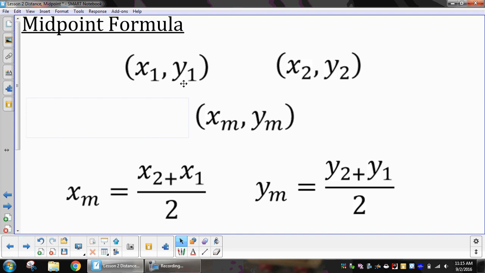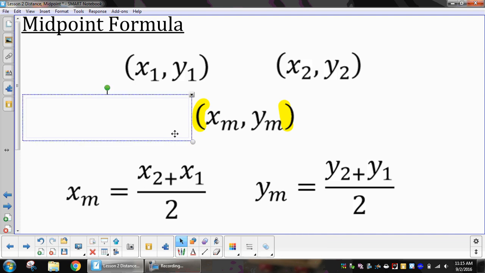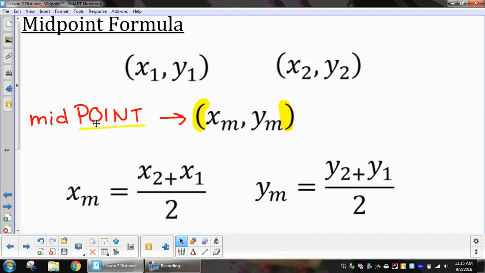So I have 2 points, x1, y1, x2, y2, and I'm looking to find a point. So I need coordinates again. So when I find a midpoint, my answer is going to be in parentheses. I'm going to have an x coordinate for the midpoint and a y coordinate for the midpoint. So that's why I wrote midpoint. My answer is going to be a coordinate. It's going to be a point.